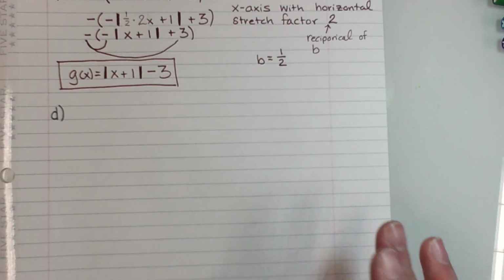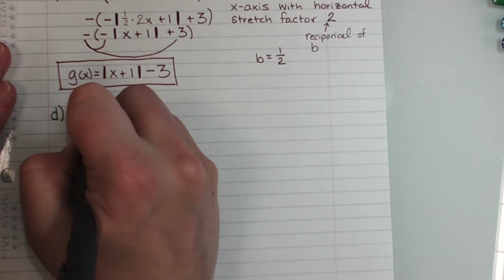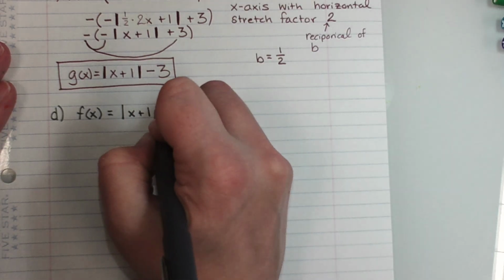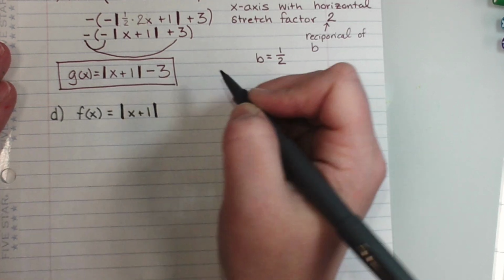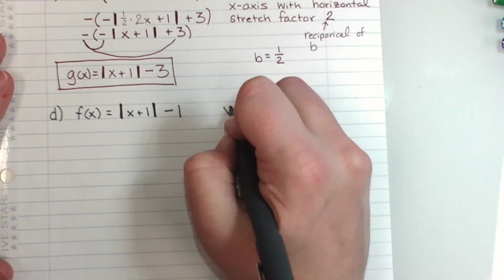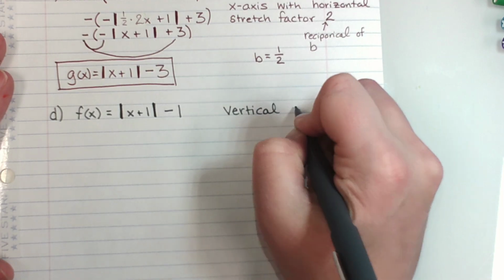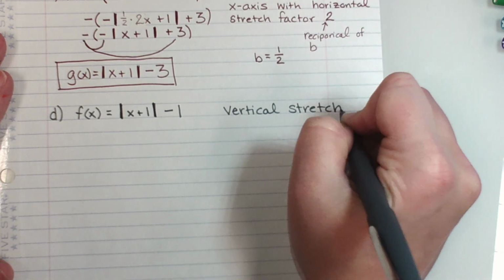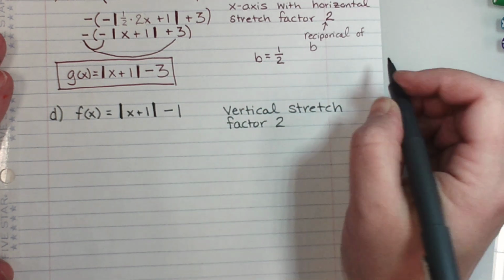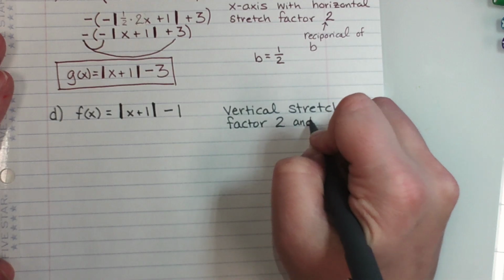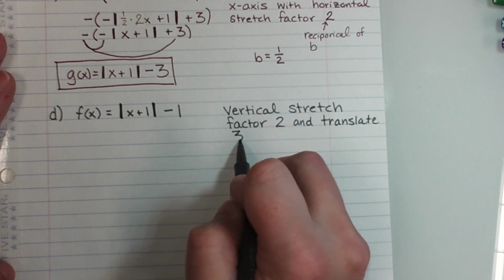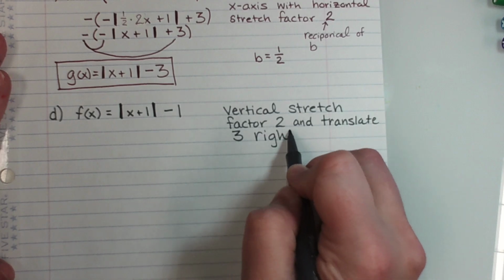Final example. Absolute value of x plus 1 minus 1. Vertical stretch factor 2. And we are going to translate 3 right.